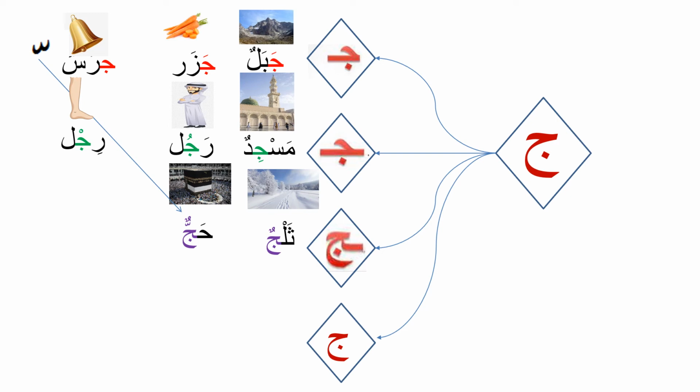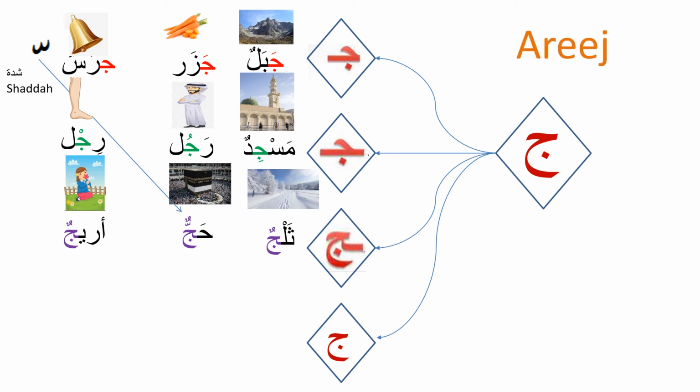And what's the meaning of Hajj? Hajj is the pilgrimage where Muslims go to Mecca to do their worship, okay? Just in case you don't know, this is Hajj. Above Jeem, as I said, there is Shadda, okay? So Arij, Arij means the smell of the flowers, Arij.